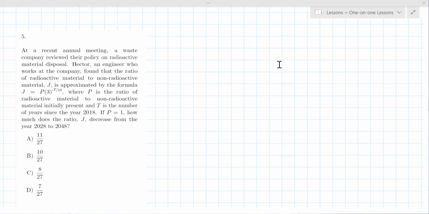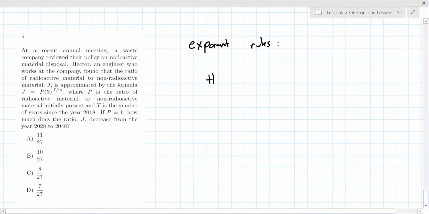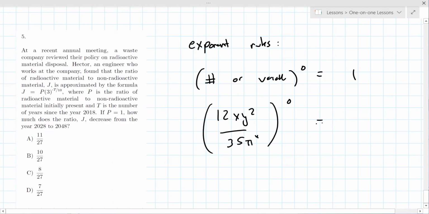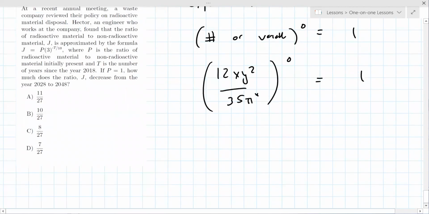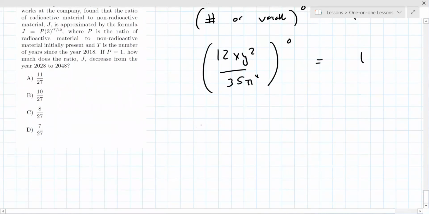Good. Okay, so let's just review a little bit on exponent rules just to close out here, because I don't think we have time to do any more problems. Any number or variable to the power of 0 is equal to 1. So it could be 12xy squared over 35 pi to the 4th, all to the power of 0 equals 1. Anything to the power of 1 to any power is always 1.